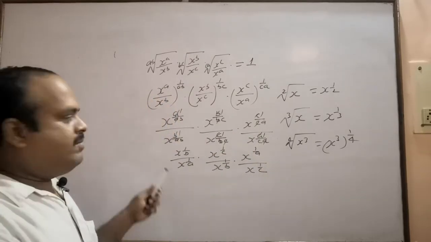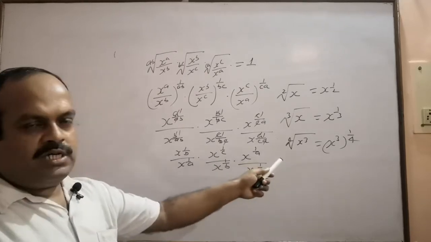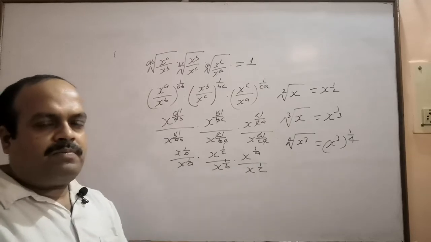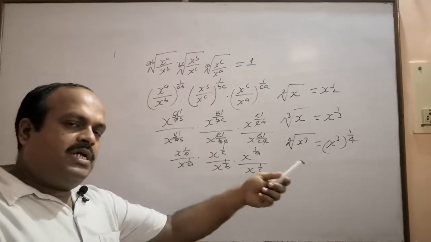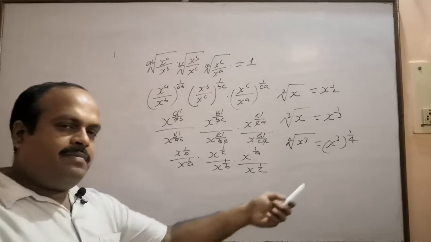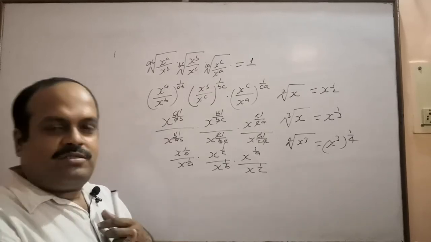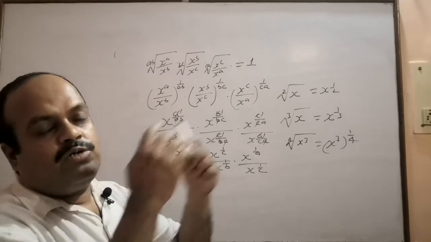Okay. So what have you got? You have got the product in the numerator, product in the denominator. So how do you simplify a fraction in which in the numerator multiplication is there, in the denominator multiplication is there? To simplify that, what do you do? You cancel out the common factors from the numerator and denominator.